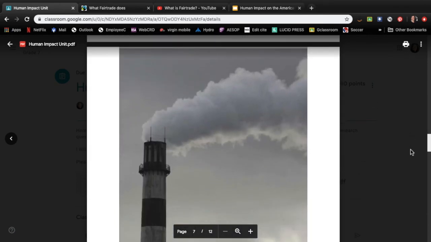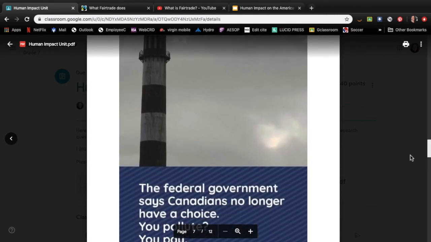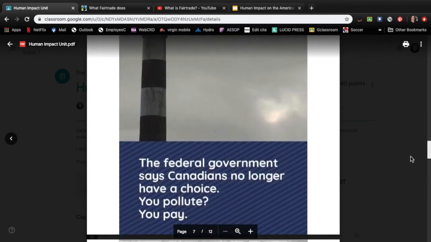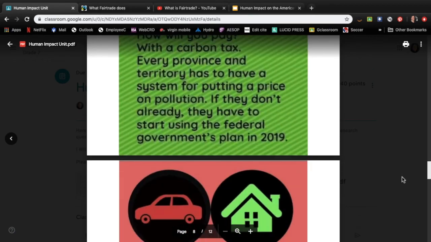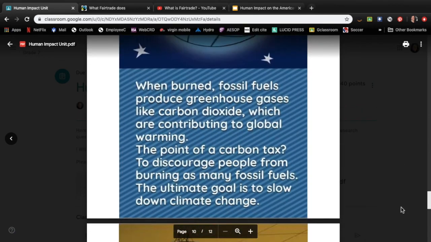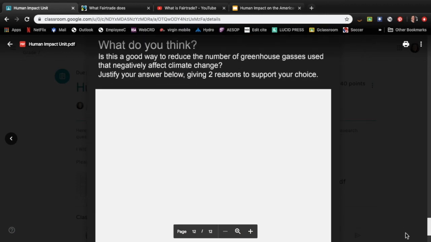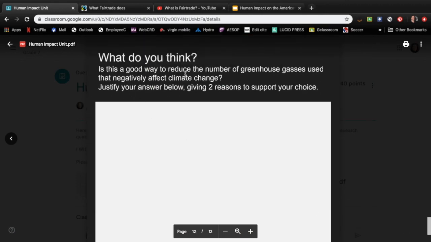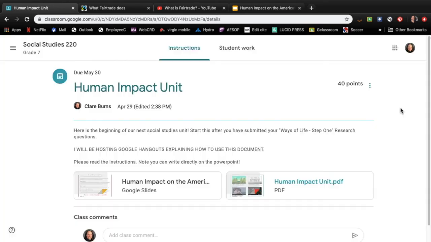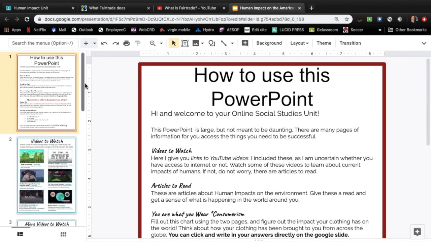This is a document just from CBC. It's really great, simple to read. You can just go through and read it. And the next assignment is actually going to be just answering this question. What do you think? Is this a good way to reduce the number of greenhouse gases used that negatively affect climate change? You can get a jump start on that if you want and begin already. But as per my expectations currently, I just want you to attempt those 2 slides at the bottom here, the "You Are What You Wear" assignment.